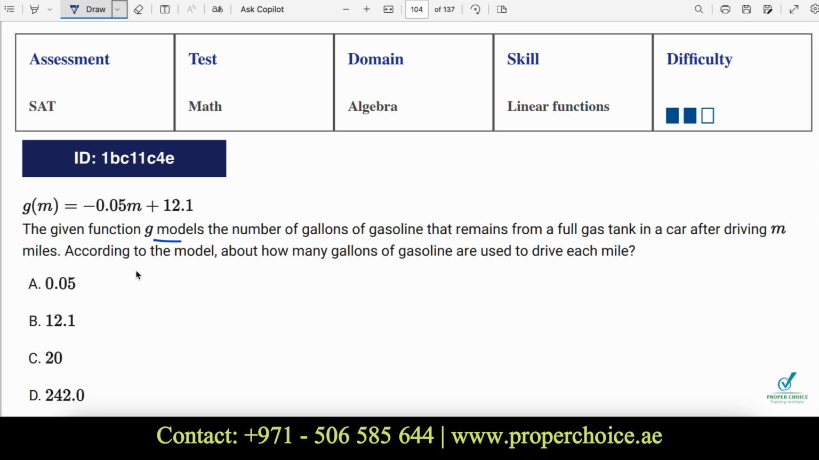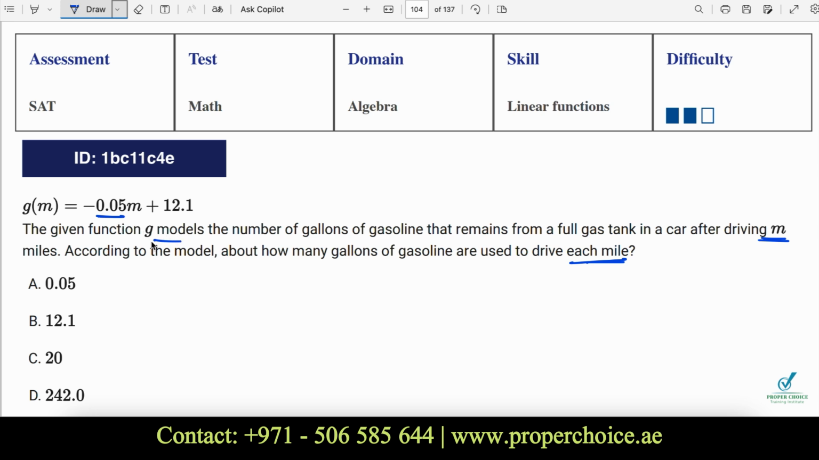The given function g models the number of gallons of gasoline that remains from the full gas tank in a car after driving m miles. According to the model, about how many gallons of gasoline are used to drive each mile? Say m number of miles has been driven, and how many gallons of gasoline are used to drive each mile? It's basically how many gallons of gasoline per mile, and the rate is always the one represented in front of the variable.